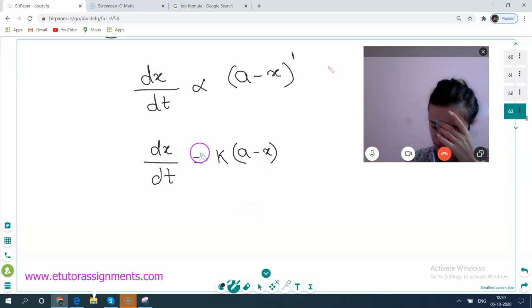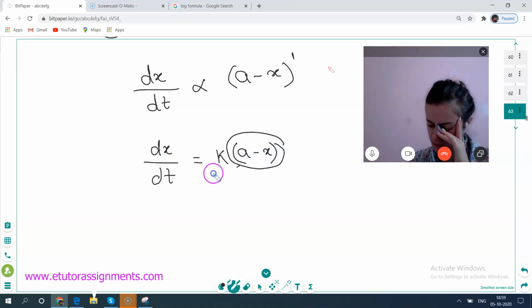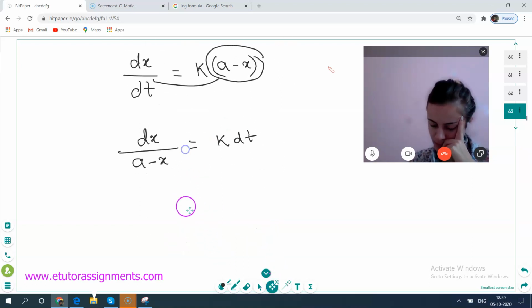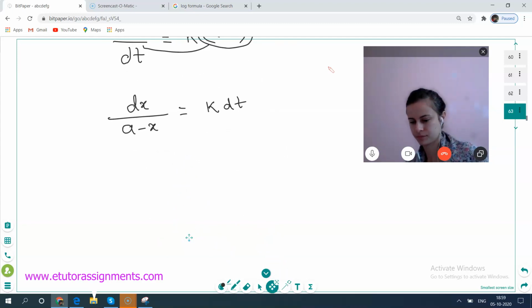If you do the integration here, we have to bring this one below, so dx over (a minus x). The integration of this is not going to come like this way first. I have to change the axis. Is it clear? Then we do the integration on both sides.